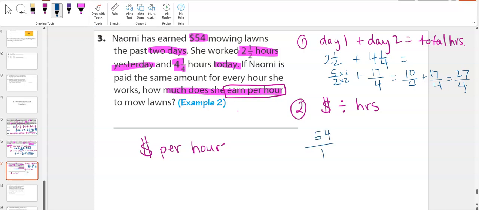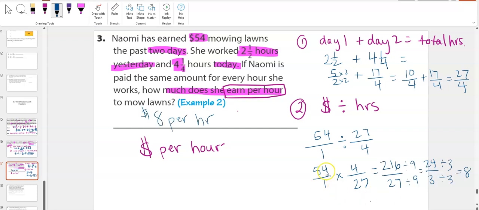Part 2. Take my money and divide it by 27/4 of an hour, or hours. Okay. Keep, change, flip. Okay, and we're going to multiply. Okay, so 54 times 4 is 216. 1 times 27 is 27.